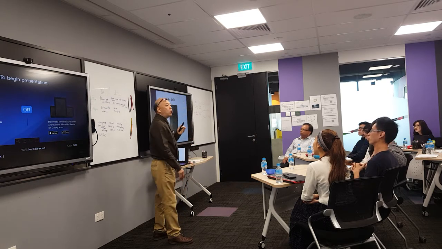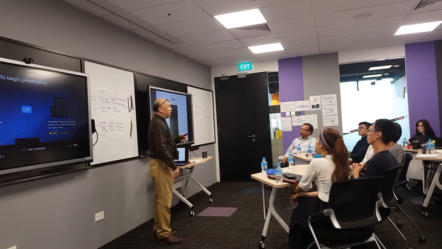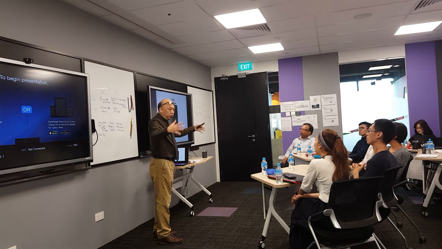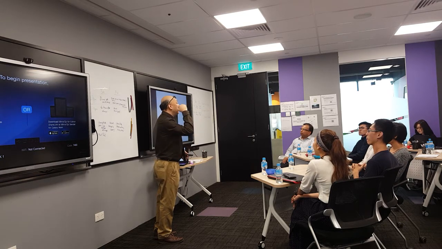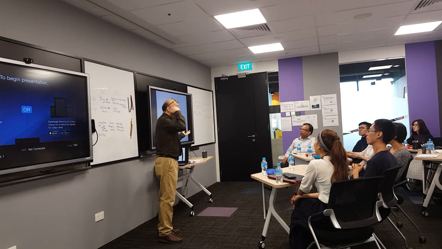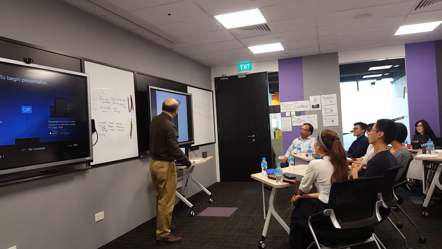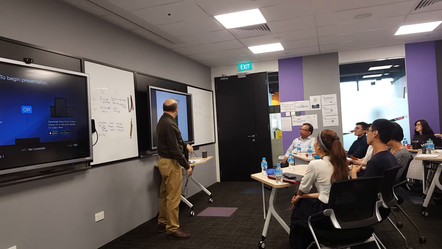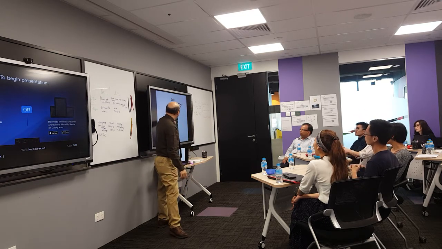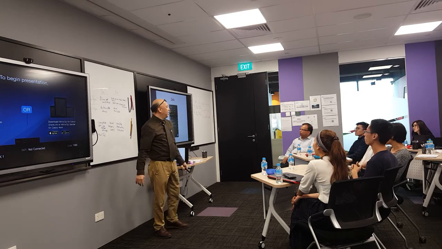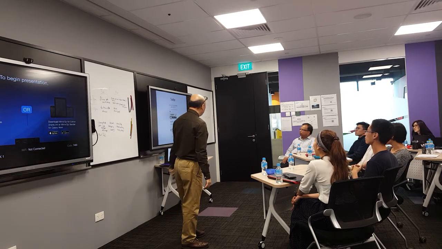Zello is a walkie-talkie app. Taxi drivers form groups so they can talk to each other and update each other with live information. Please come to the zoo, only 10 taxis, 50 passengers, something like that. You can talk to each other live. This is how the Zello app looks like. You can join different groups. What about Twitter?